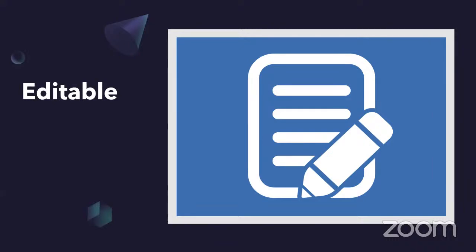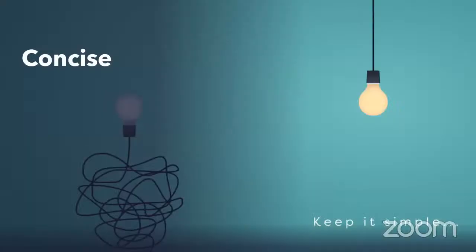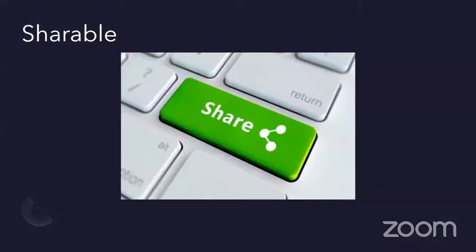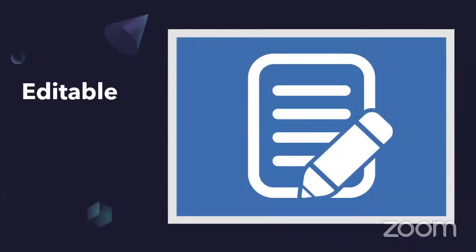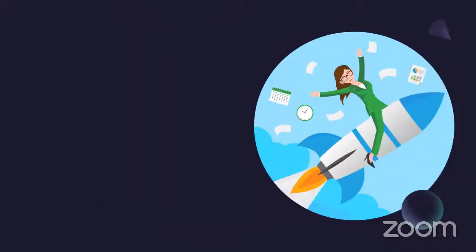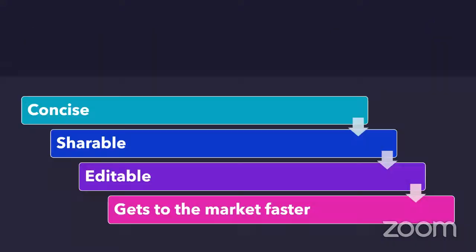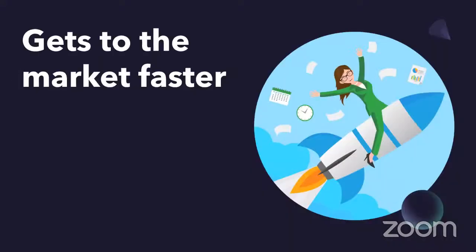And again, since the concept is very important, we need it to be written in a concise, shareable, editable way that people can discuss. This is why. Okay. So finally, which is the most important, it gets you to the market faster. So, why do we need to go to the market faster?